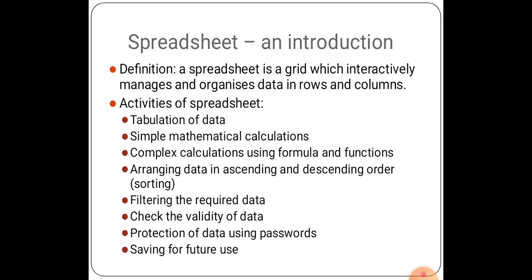The next thing is arranging data. When we have a list of data, we can arrange the data in either ascending or descending order. The next one is filtering. If you want to filter some data from a set of values, a filtering option can be used from the spreadsheet. Then, check the validity of the data. The data's validity can also be checked through this spreadsheet.